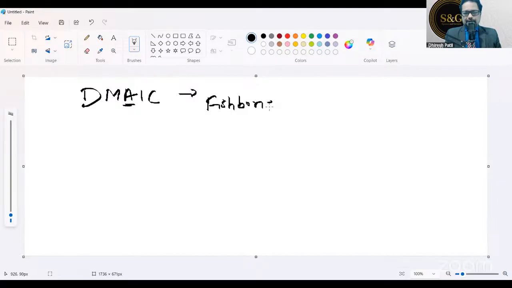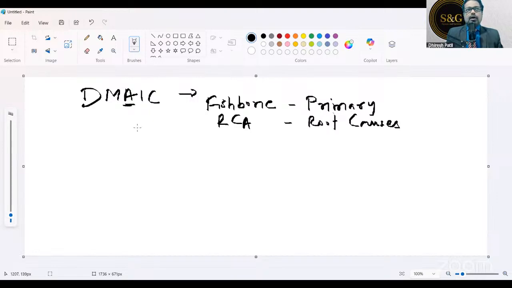we do fishbone. This is just a repeat. I have done this in our Green Belt hackathon, which just concluded yesterday. So fishbone is the first one, then the root cause analysis. Fishbone gives us primary causes. Root cause analysis gives us root causes. And then we go for the validation of the root causes. Now, validation is done through hypothesis testing.